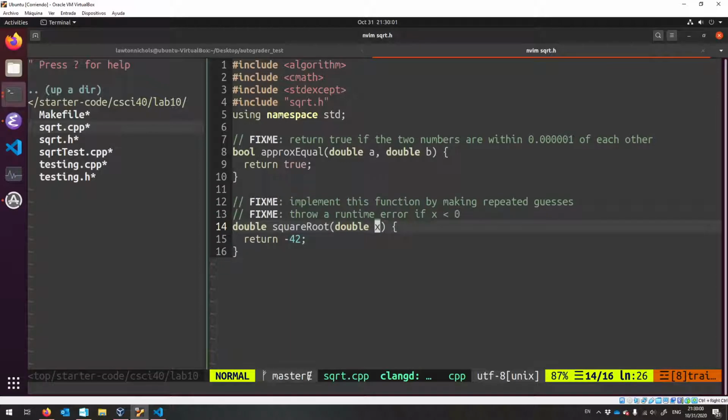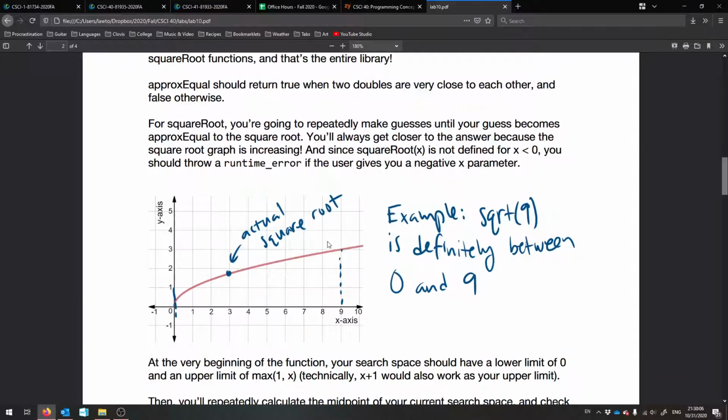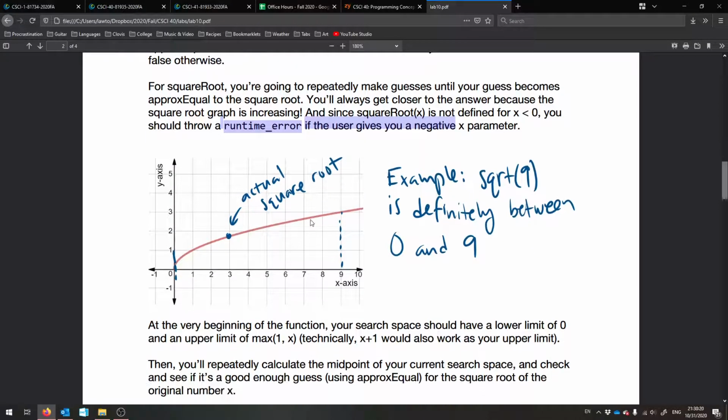Let's see if I can get it to go to the other desktop for a second. All right, so here is the idea again. You're going to repeatedly make all these guesses until your guess becomes approximately equal to the real square root, and you're going to use that function to check. Throwing a runtime error if you get a negative x again.